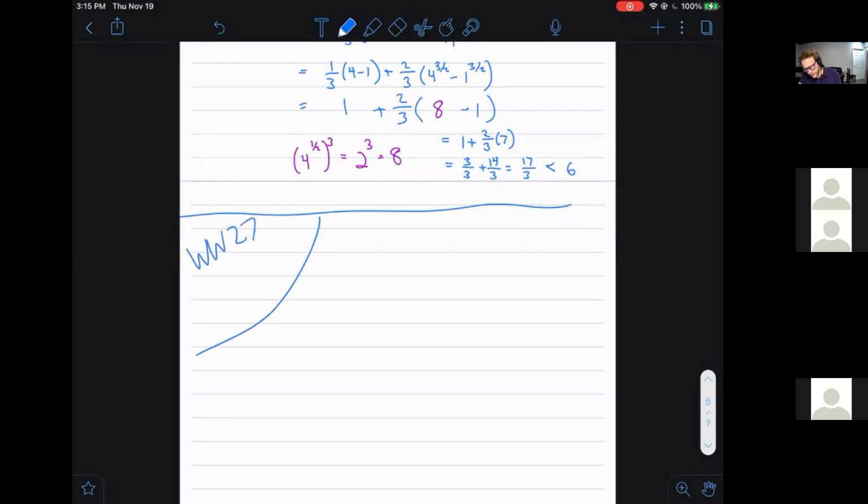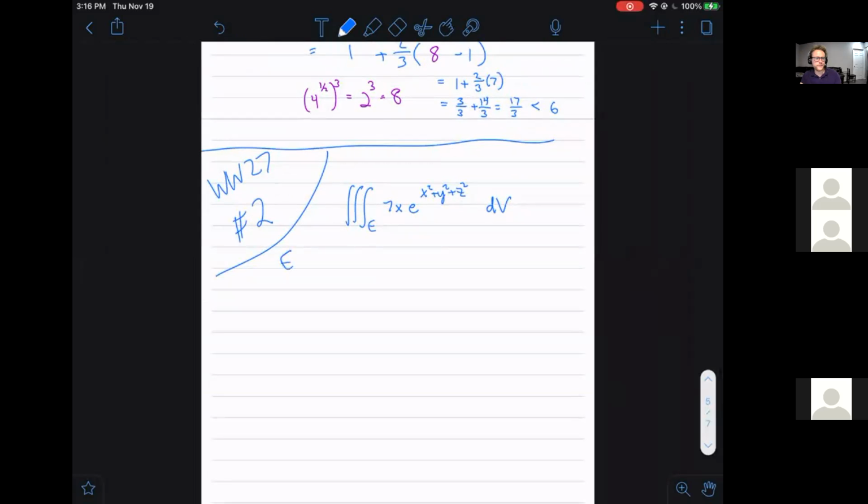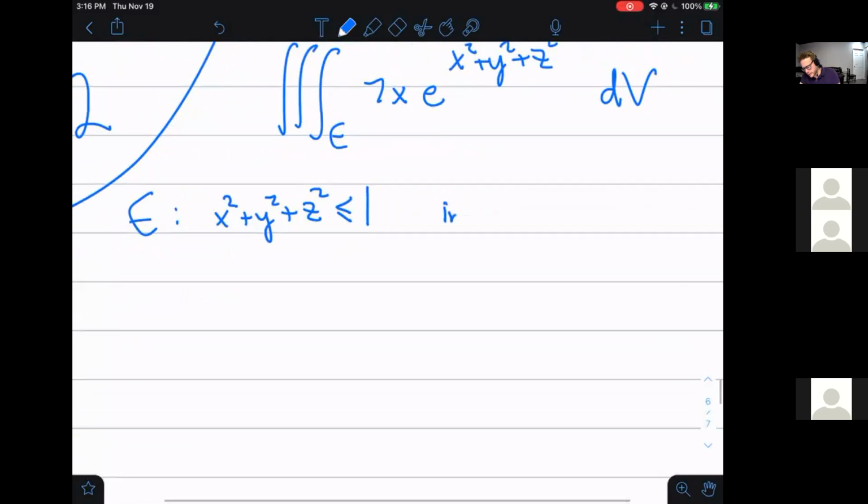WebWork 27, number 2. It says, express the triple integral below in spherical coordinates. Mine is this triple integral over some region E of 7x e to the x squared plus y squared plus z squared dV. E is the portion of the ball, a ball is just a solid sphere here, x squared plus y squared plus z squared less than or equal to 1, in the first octant.